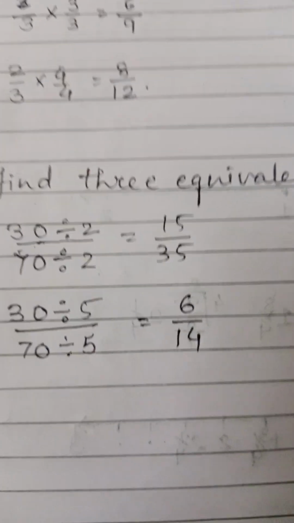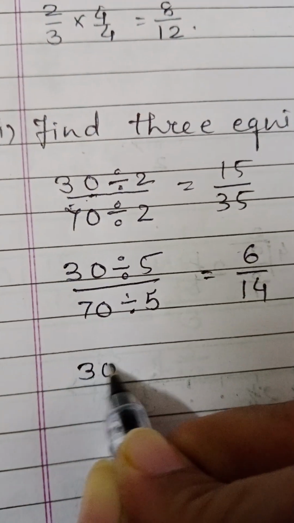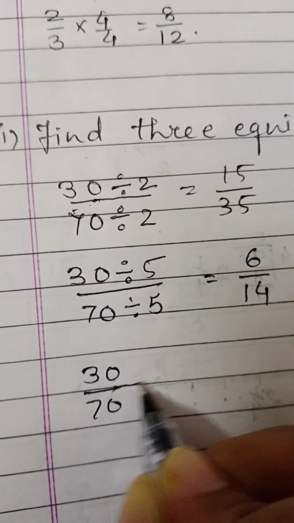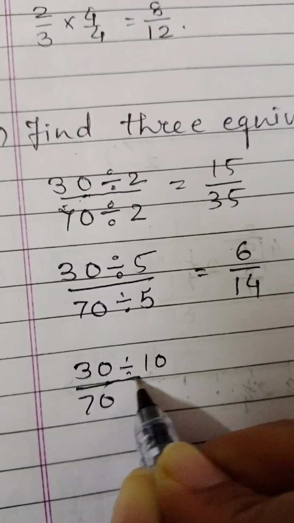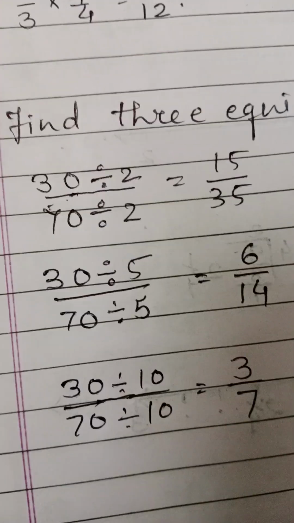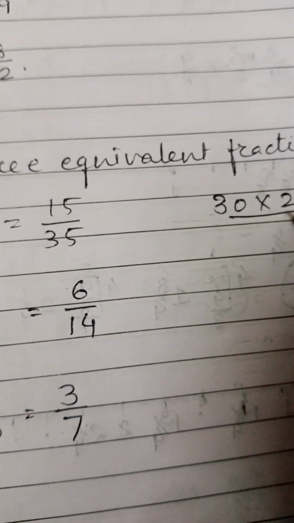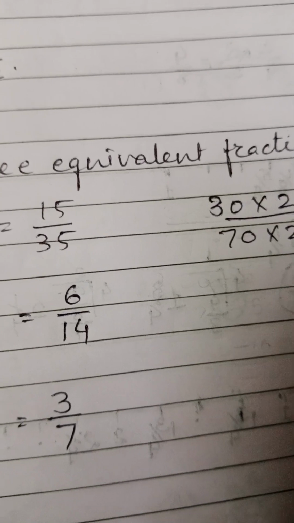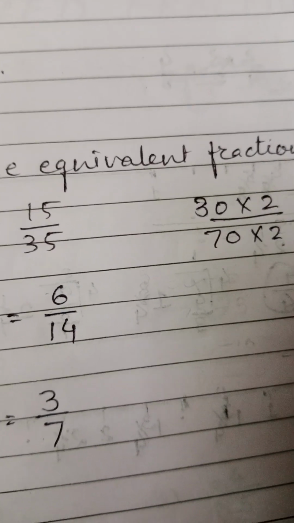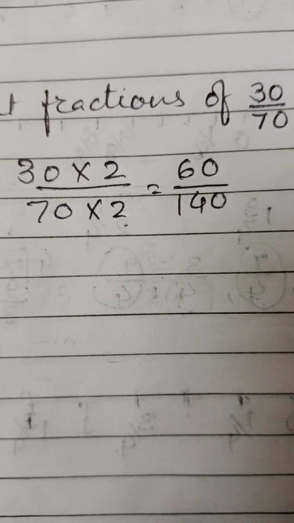We have to find 3 equivalent fractions. So let me divide it by 10 also, right? Let's divide it by 10. When you divide it by 10, you will get 3 upon 7. So all these are equivalent fractions. You can also multiply this by 2 and find the fraction. So this is 3 2s are 6, that is 60, and 7 2s are 14, that is 140. So this is also one more equivalent fraction.